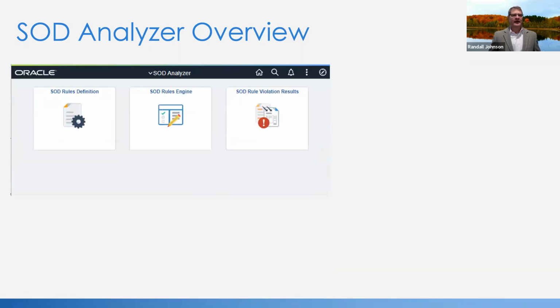All right, we've built this in a fluid platform. So if you aren't yet fluid, well, I suggest you get there. We don't have an SOD analyzer that is built to support the classic views, but I will say we do include the classic pages in our rule set.